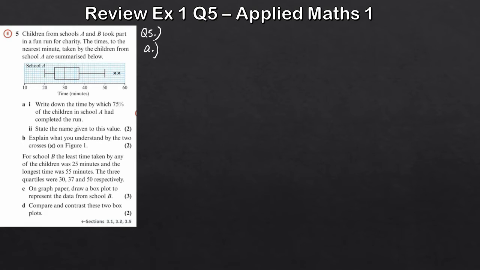So part A here. Write down the time by which 75% of the children in school A had completed the run. So remember, 75%, well, this would be called the 75th percentile. But remember, the 75th percentile is actually just Q3. It's the upper quartile. So all we need to do is look at our sketch of school A here for the box plot. It's a little bit tricky to see. This would be easy if you look at your own textbook. So that's 30, so that would be 35, 36, 37 there. So that's 37 for Q3.